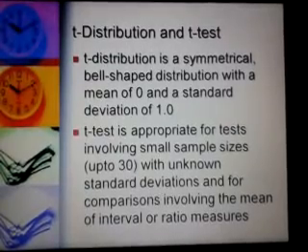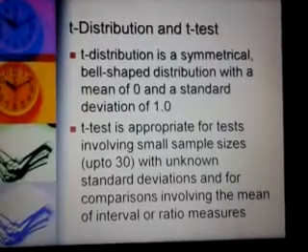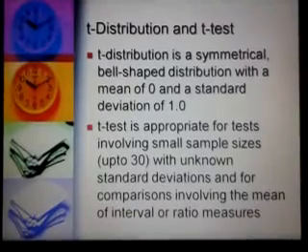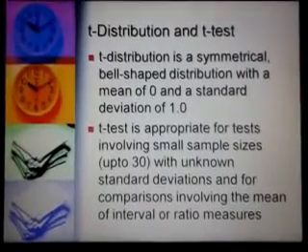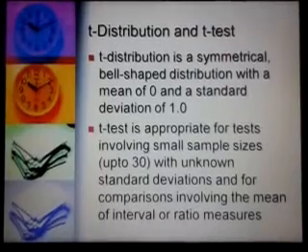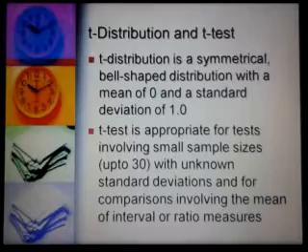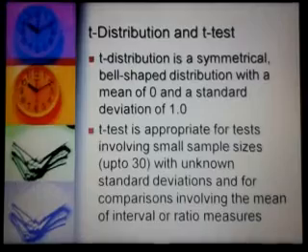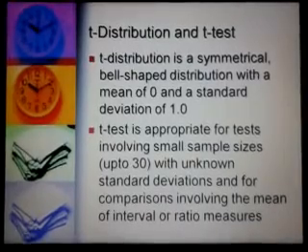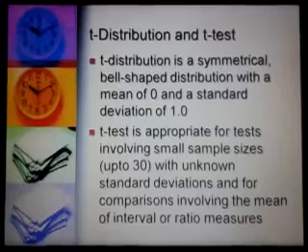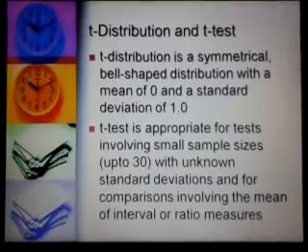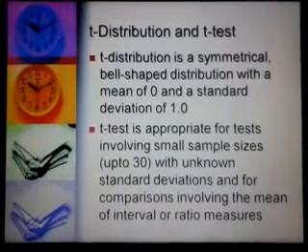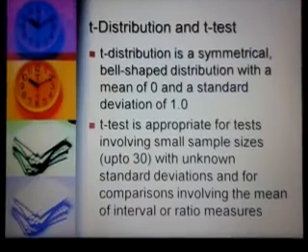So where is the t-test appropriate? The t-test is appropriate for tests involving small sample size. When the sample size is small, t-test can be used. And what is the definition of small? If the sample size is up to 30, then t-test can be used. Further, with unknown standard deviation, when the standard deviation is not known and sample size is small, we can use t-test. And for comparisons involving the mean of interval and ratio measures, if there are interval or ratio scales, sample size is small and standard deviation is not known, we can use t-test.